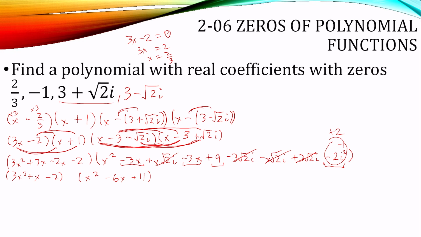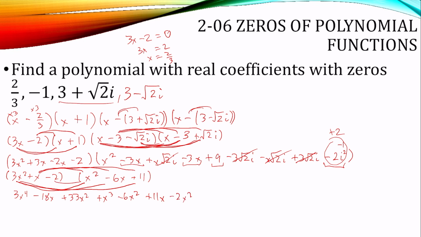Now multiply these. 3x squared times x squared. 3x squared times negative 6x. 3x squared times 11. X times x squared. X times negative 6x. And x times 11. Negative 2 times x squared. Negative 2 times negative 6x. And negative 2 times 11.